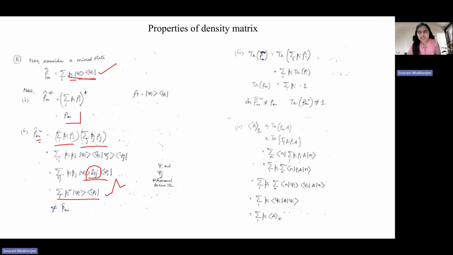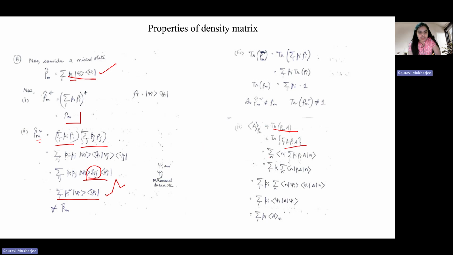Now, similarly, you can try to find the trace of rho. Even here, you would see that the trace of rho is 1, while the trace of rho squared is not equal to 1. And then you can also try to find the expectation value, which is again the trace of the density matrix with that operator. So take the product of the density matrix with the operator and find the trace. That gives you the expectation value, or the average measurement value, for that operator. You can explicitly write it, and this is how it would look.